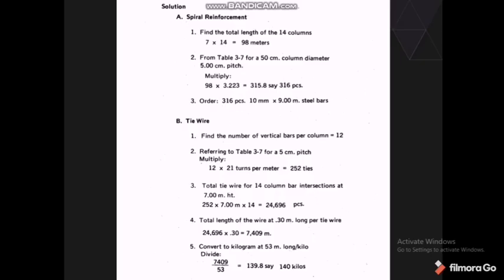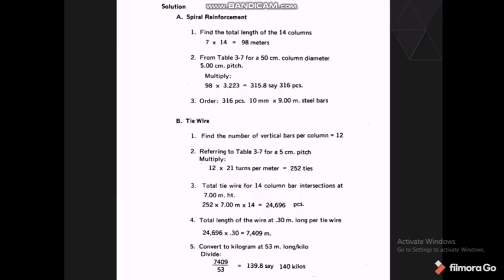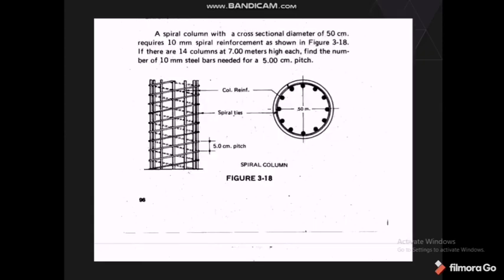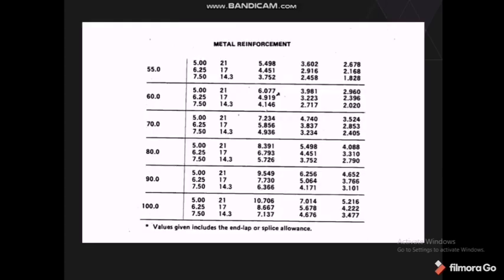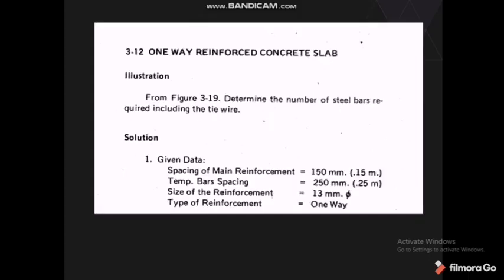Convert to kilogram at 53 meters long per kilo: divide 7,409 by 53, and that is 140 kilos. And this is table 3.7, which is the basis in this problem, spiral column. The metal reinforcement table again, for simpler solutions and calculations.